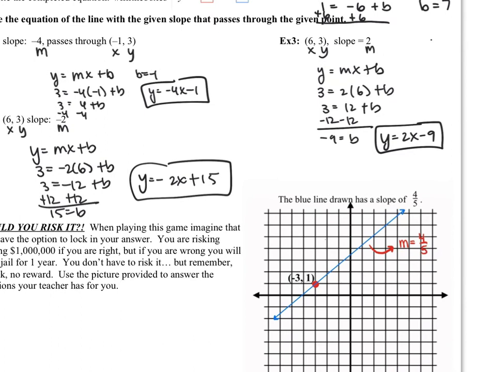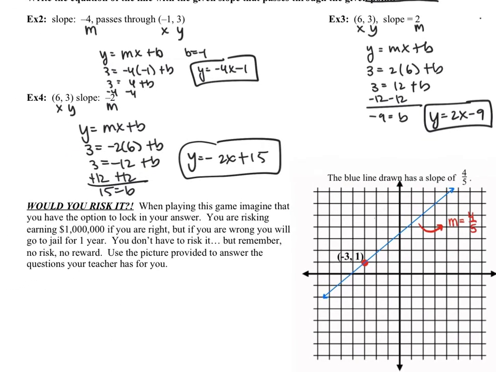On example 3, I replaced y with 3, m with 2, and x with 6, plus b. 2 times 6 was 12, and then I subtracted 12 from both sides to get a y-intercept of -9 for a final equation of y equals 2x minus 9.